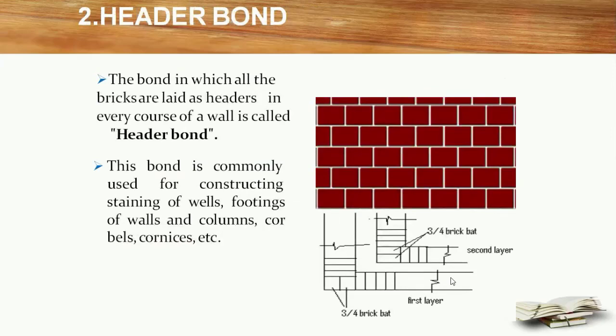This type of construction is used for partition walls that are half brick thick. Next is the header bond. Basically in such construction, all bricks are arranged in header courses, as shown in the figure. This type of bond is useful for the construction of one brick thick walls.